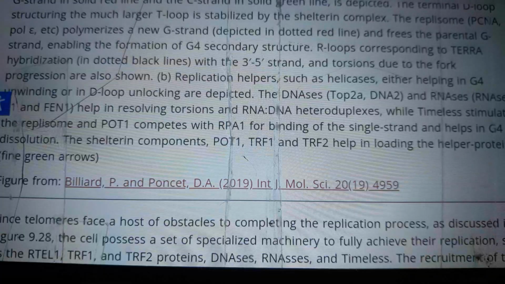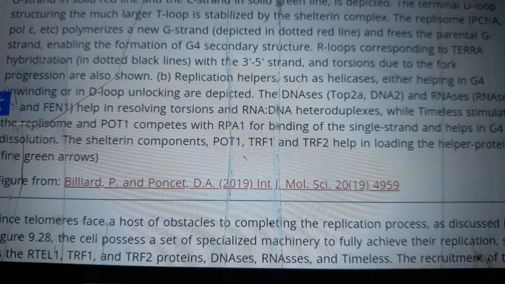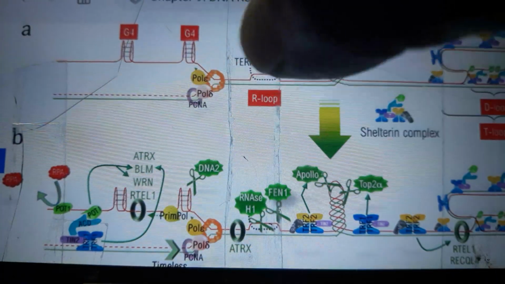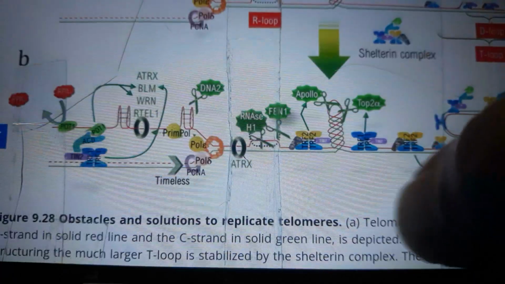All right? And freeze the parental G strand, enabling the formation of G4 secondary structure. R loops corresponding to TERRA hybridization in dotted black lines. Let's see that. Dotted black lines. The TERRA. Right?